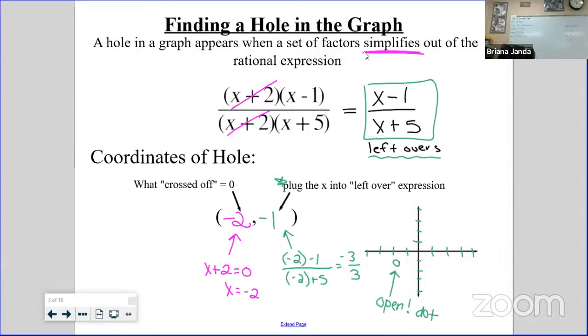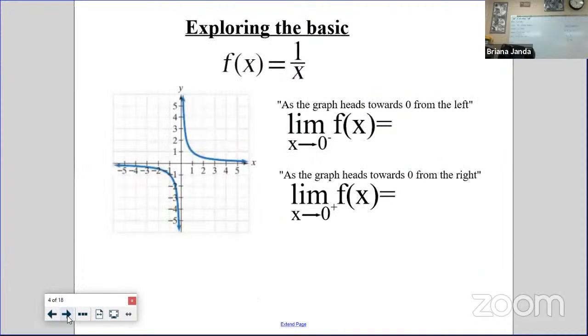Now, if I were to type this into a graphing calculator, the hole is so tiny that it is not visible to us on that. But I could show you how you could verify that there is a hole there, but we can't actually see it on a calculator. We will show it when we draw these by hand. Okay, moving on to the next thing.